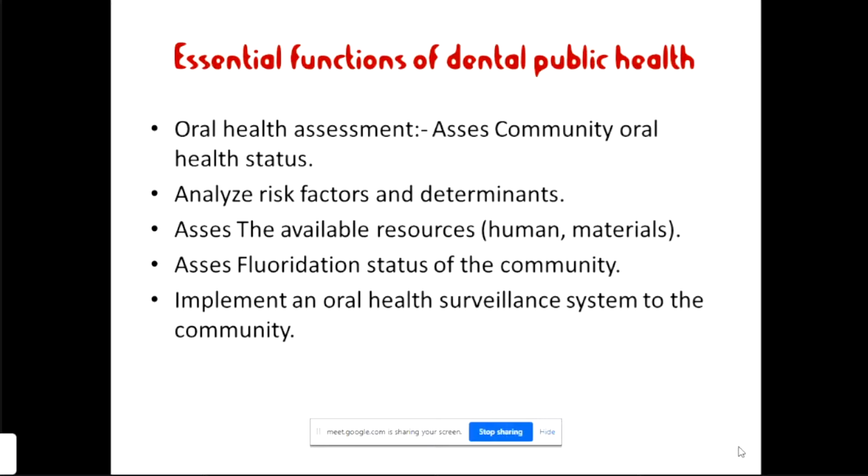Unfortunately, our country is not one of those countries. We don't have fluoridation in our water, which is a good means for preventing dental caries.